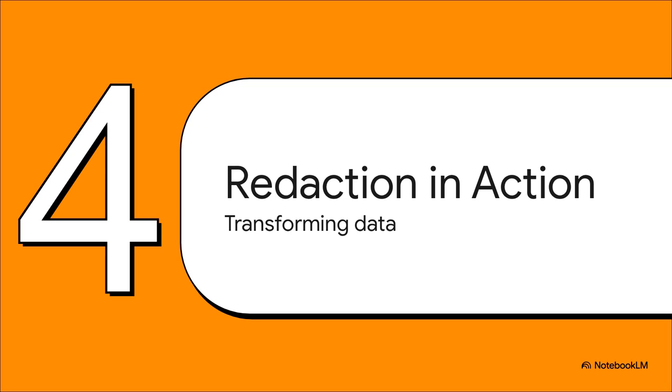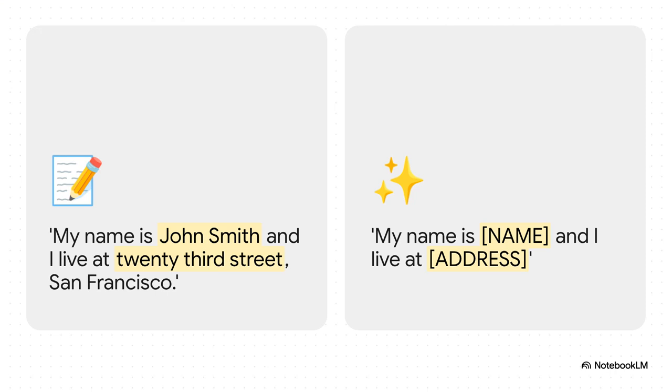Okay, so that's the theory. But what does this actually look like in action? Because seeing the transformation is what really makes it all click. And here we go. Check out this super simple example from Snowflake's own documentation. The function takes a sentence with a name and an address, and it spits out this clean version where John Smith becomes a name placeholder and the entire address becomes address. Simple, super effective, and completely automated.